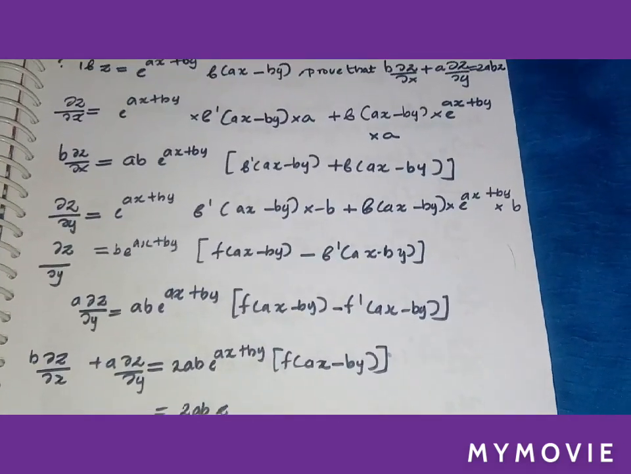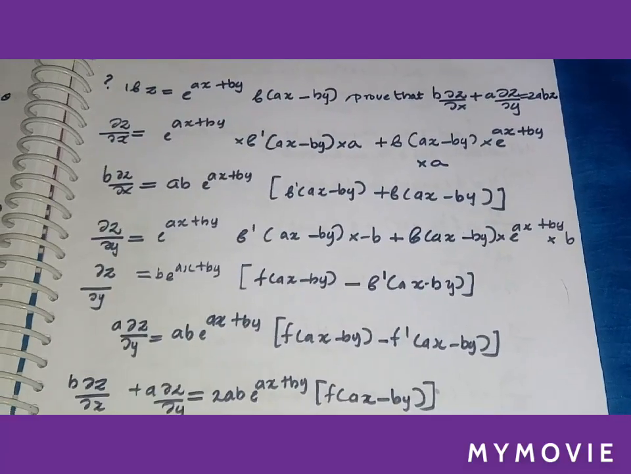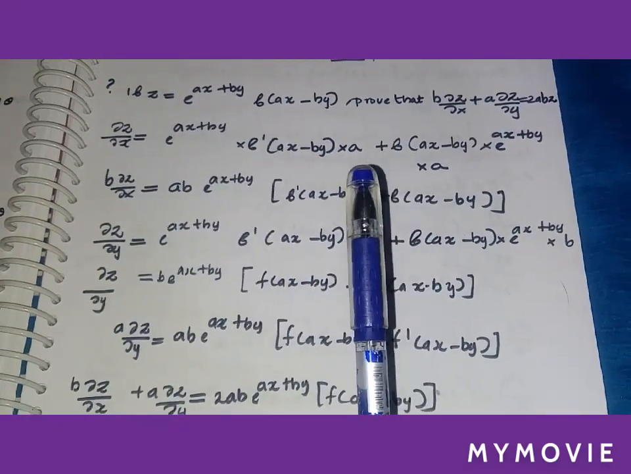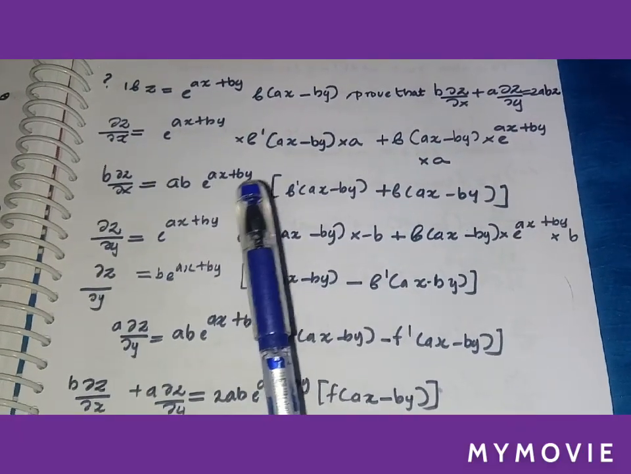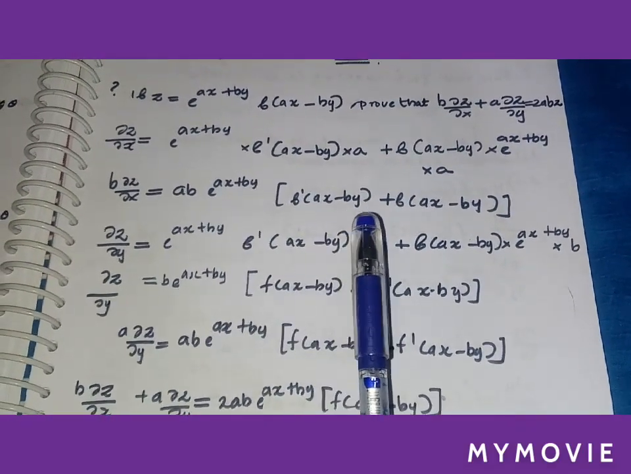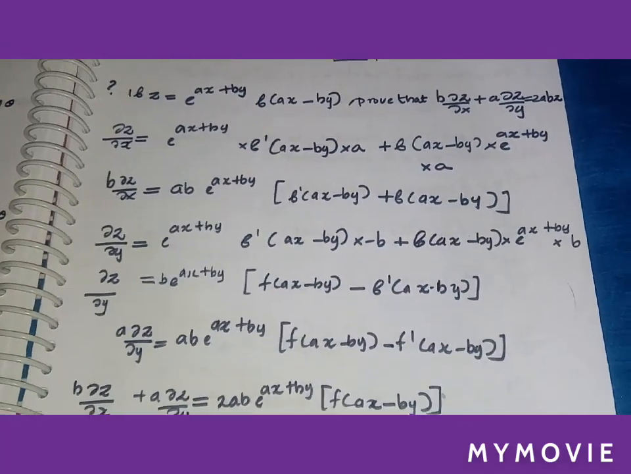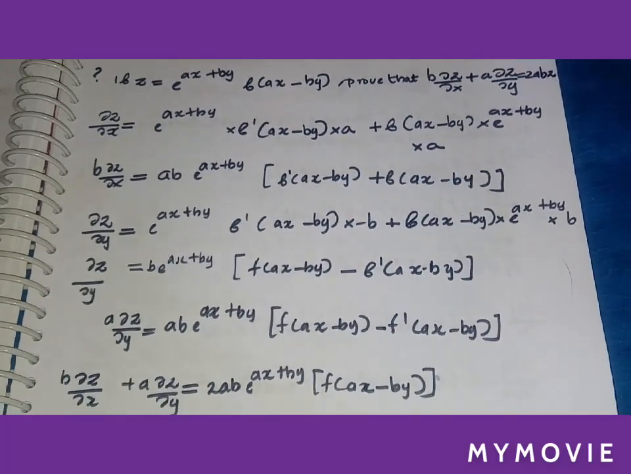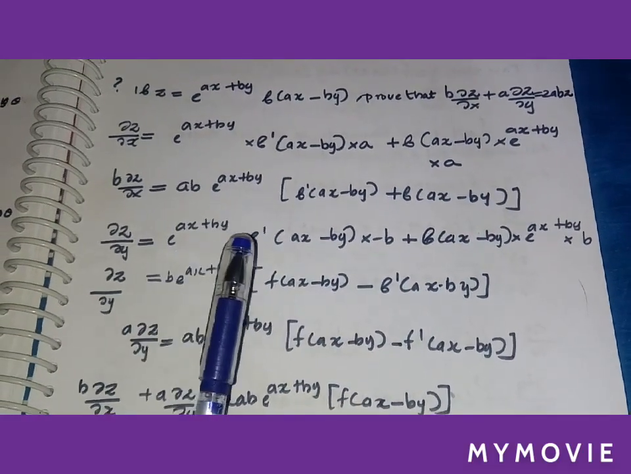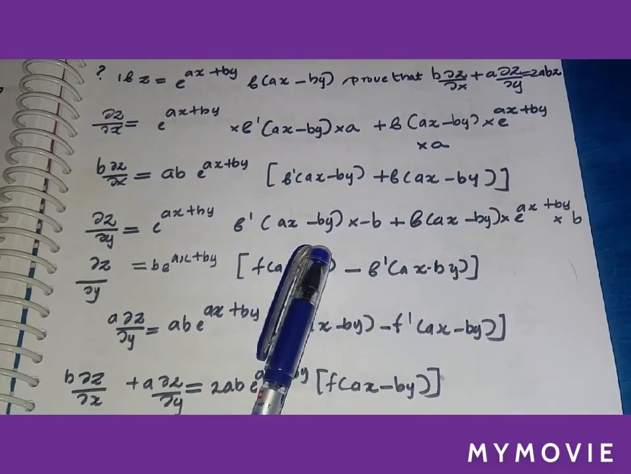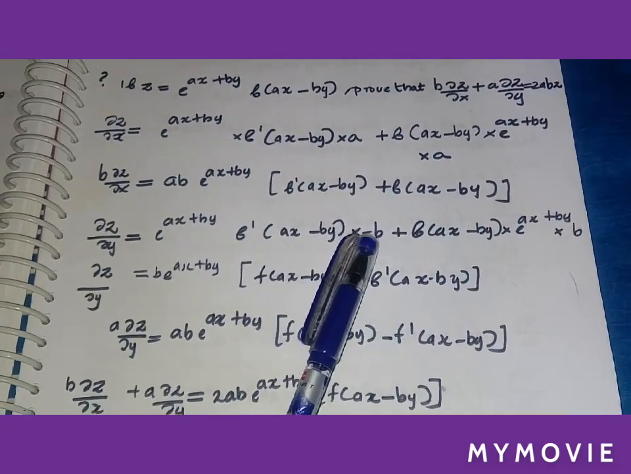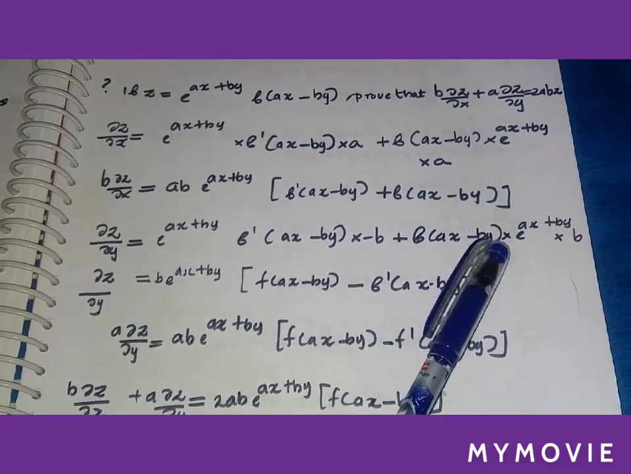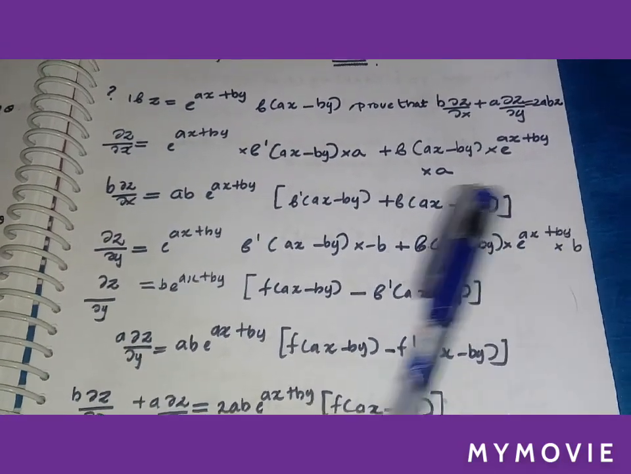In the question we have b into ∂z/∂x, so we multiply with b and we get the answer ab e raised to ax plus by common, into f dash of (ax minus by) plus f of (ax minus by). And next we have to find the derivative with respect to y: e raised to ax plus by into f dash of (ax minus by) into minus b, that is the derivative of minus by, plus f of (ax minus by) into e raised to ax plus by into b.